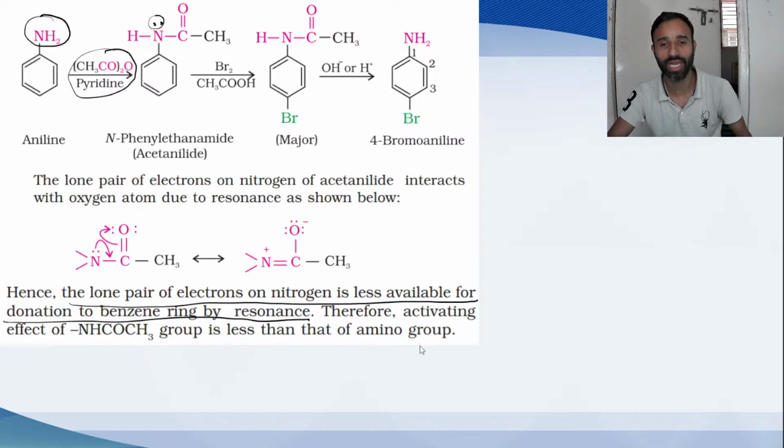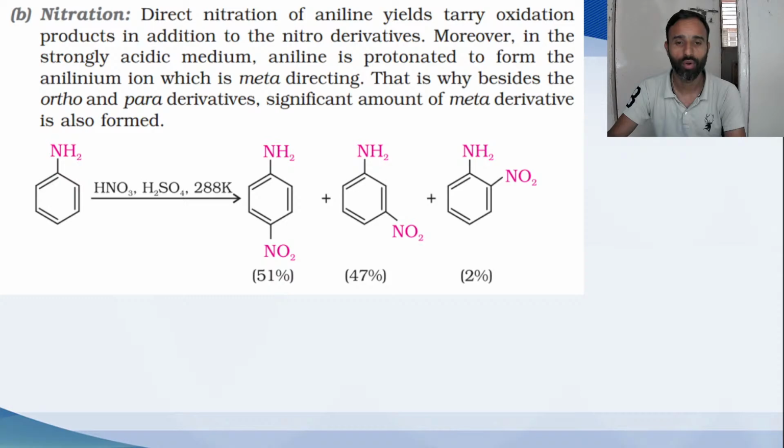So the activating effect is less than the amino group. Next, nitration. On nitration of aniline, we get ortho and para, and surprisingly, meta is the product formed with 47%. We have learned that NH2 has ortho para directing influence, so obviously ortho and para are formed, para the major and ortho the minor. But here, when nitration takes place with nitric acid and H2SO4, we get 47% meta product, very close to the para product.